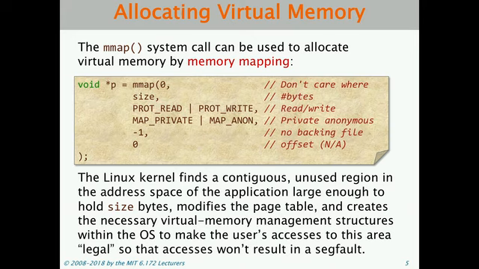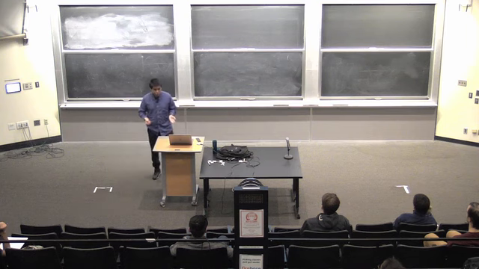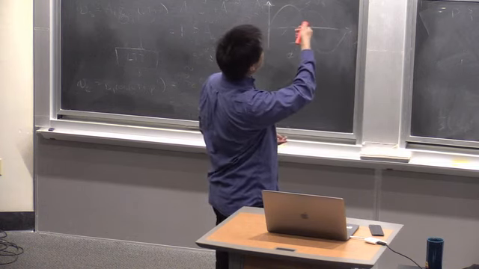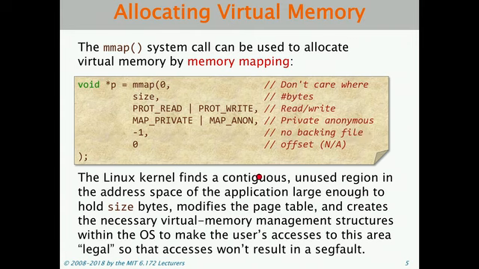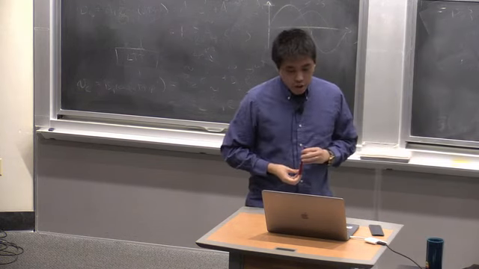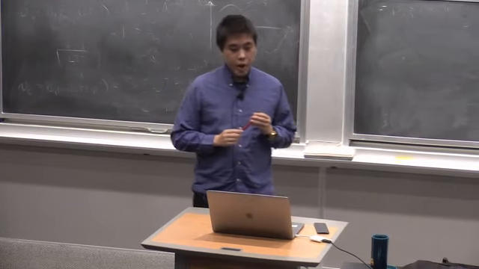MAP_PRIVATE means that this memory region is private to the process that's allocating it. And then MAP_ANON means that there's no name associated with this memory region. And then, as I said, -1 means that there's no backing file, and the last parameter is just 0 if there's no backing file. Normally, it would be an offset into the file that you're trying to map, but here there's no backing file.